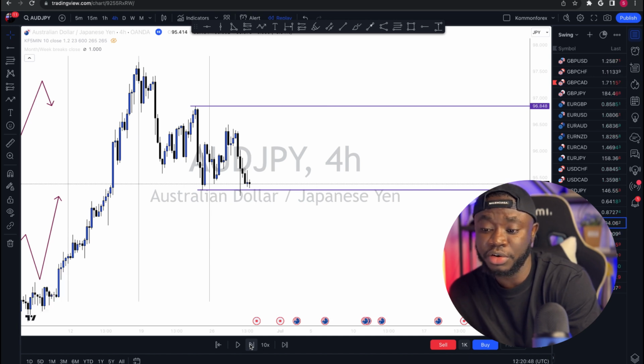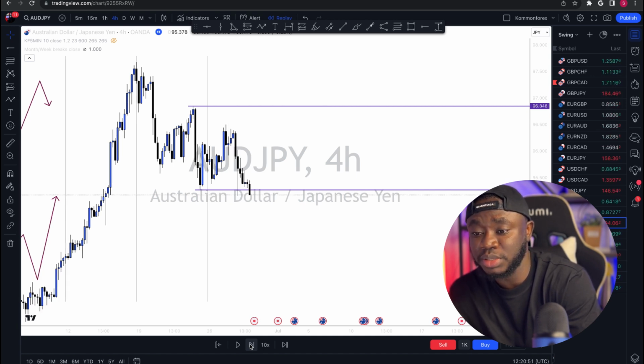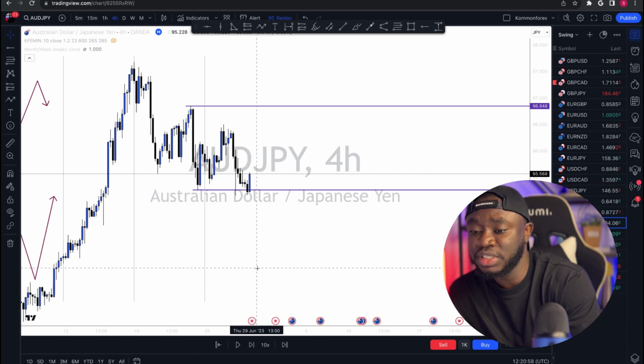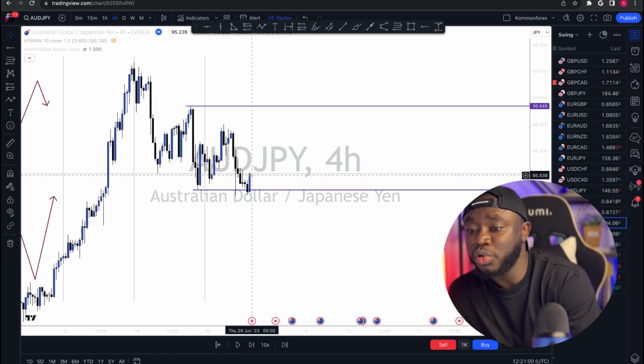So now I still don't have an entry. I'm going to wait till I get any of my confirmations before I trade. So you see the market comes back to what? To hit my support. Then what do I see? I want to see a clear confirmation. So this is a confirmation I use, which is called a bullish engulfing.